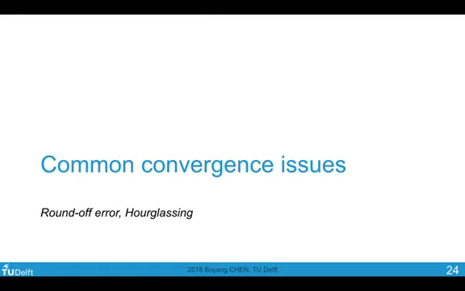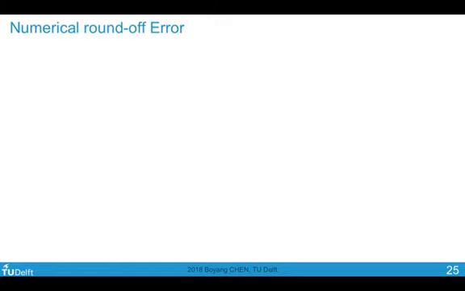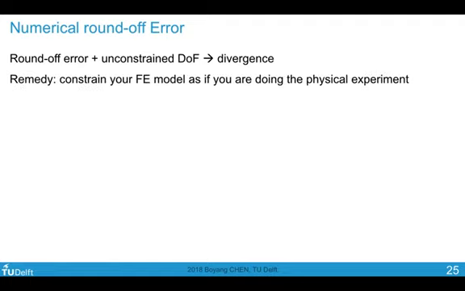In this video, I'm going to talk about some common convergence issues, namely numerical roundoff errors and hourglassing mode. Numerical roundoff errors exist in all computer programs. When it is connected to an unconstrained degree of freedom, it often leads to divergence in finite element simulations. And the remedy to correct this error is to simply constrain your finite element model as realistically as possible, as if you were doing a physical experiment.